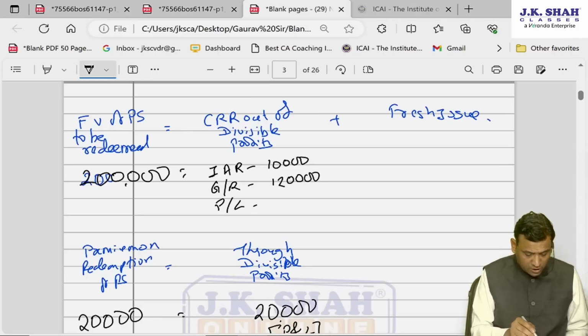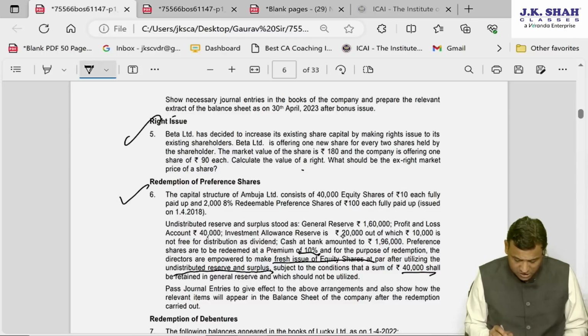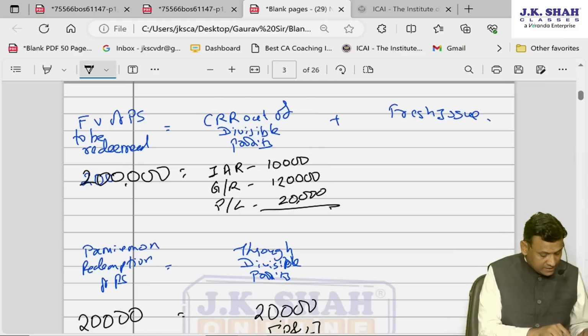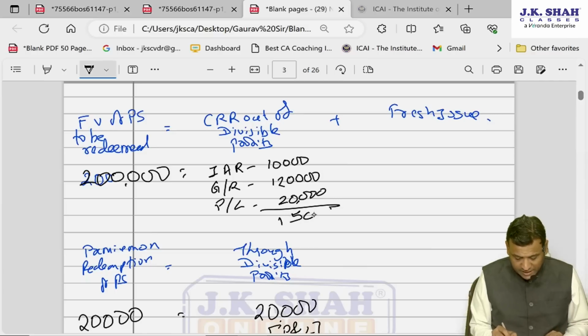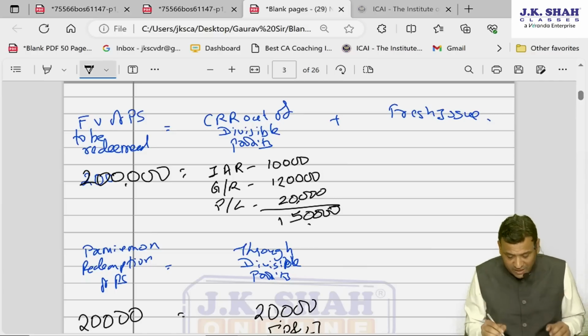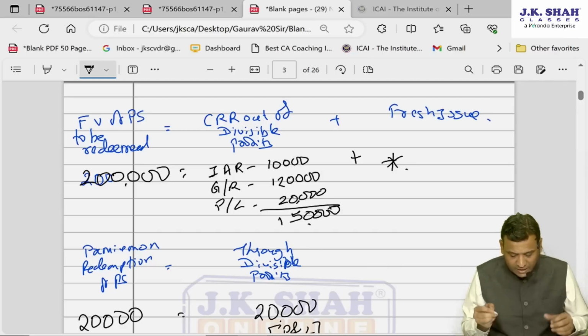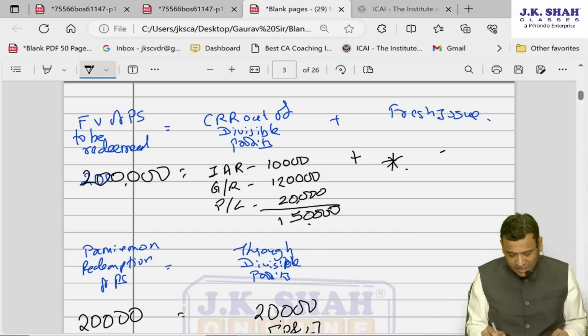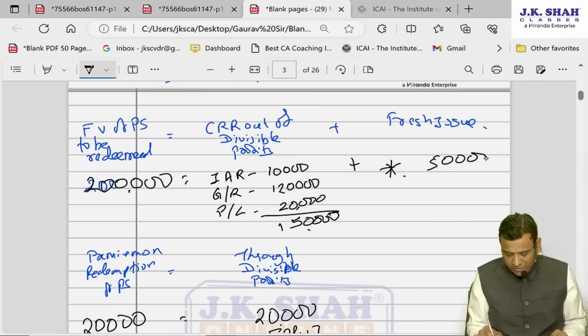And I also have profit and loss account. How much can I utilize? Sir, profit and loss account balance is 40,000, out of which 20,000 is already utilized. So what is left out is 20,000 only. So if you look properly, how much CRR I can create is nothing but 20,000 plus 120,000 plus 10,000, which is nothing but 150,000 CRR can be created max. Which means the balancing figure I require, CRR plus fresh issue, to be 2 lakh. My CRR is 150, so remaining will be fresh issue. 50,000 will be fresh issue.